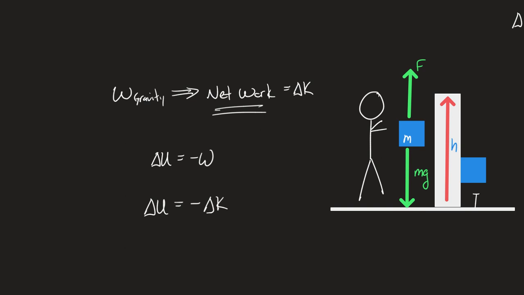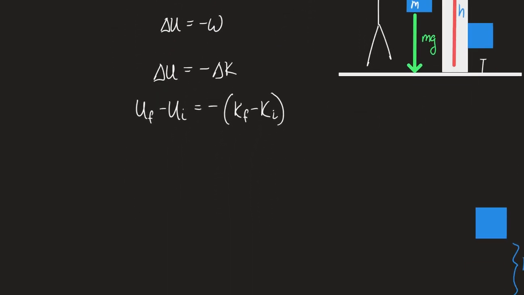Here's the important detail right here in this little piece. Delta U is U final minus U initial. Delta K is K final minus K initial. I don't know if you're going to see what I'm going to do here, but if I distribute the negative sign, I can collect the initial conditions on one side and the final conditions on the other. So I could have U_F plus K_F on one side and U_I plus K_I on the other.